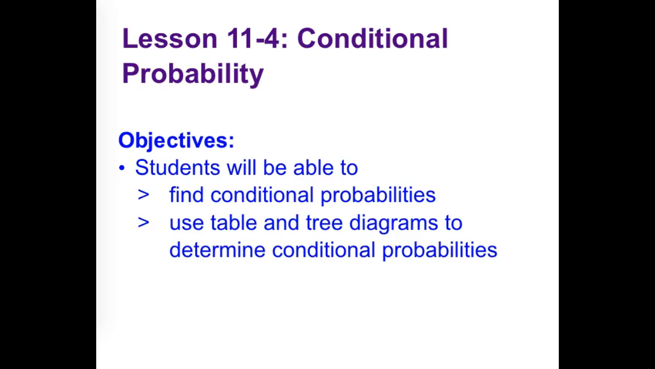So in section 11.4, we have a couple different objectives. The first one is to talk about something called conditional probabilities, looking at how we find that. And then tomorrow we'll focus on how we use tables and tree diagrams to help us calculate conditional probabilities. So today, more focus on the table. Tomorrow, more focus on the tree diagram part. Okay?